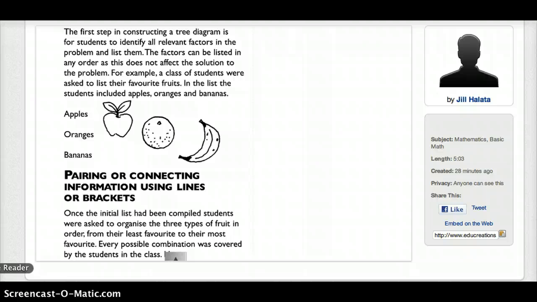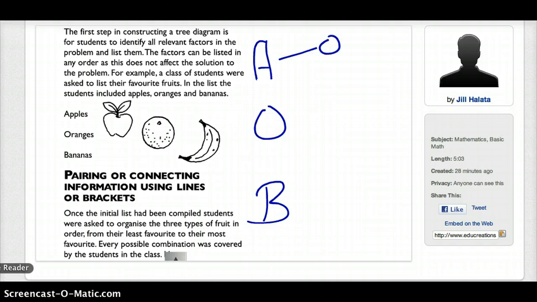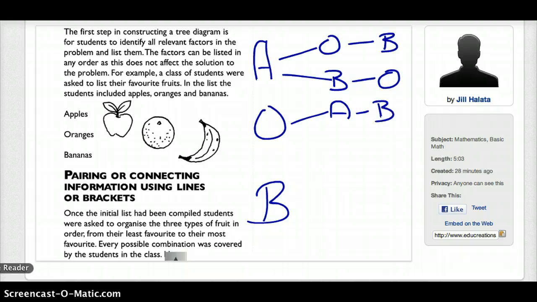So in each of them, I would have someone who had apples as their least favorite, orange could be the least, and bananas. Then off of those you have two other fruits. It could be apples, and then oranges, and then bananas. It could have been apples, and then bananas, and then orange is the most favorite. Or started with oranges, then apples, and then bananas.